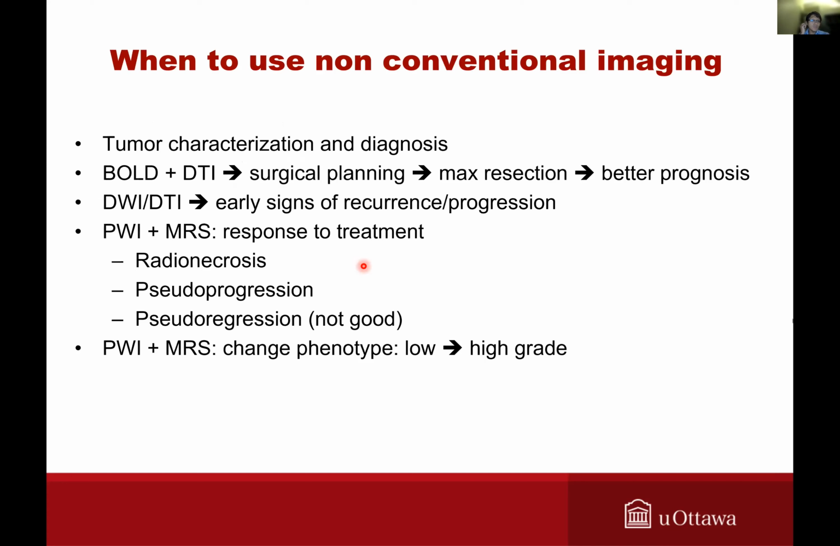So when should we use non-conventional imaging? If we want to characterize the tumor and make the diagnosis. Tractography is used especially for surgical planning, to try to do a maximal resection, because that is going to give a better prognosis. Remember that the more tumor that is removed, the better the prognosis for these patients. Diffusion and tractography can give you early signs of recurrence or progression. Perfusion and spectroscopy are important because they help you differentiate radionecrosis from pseudoprogression, or they could be the same, and can also show progression of disease.